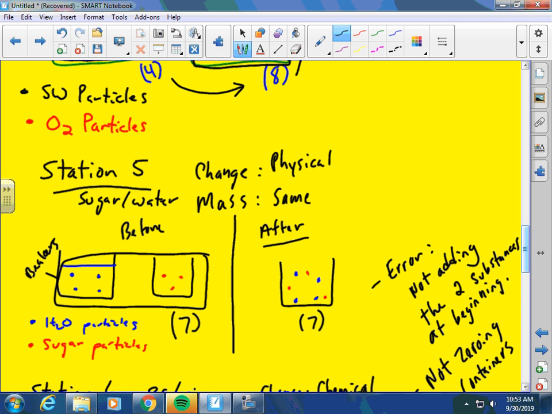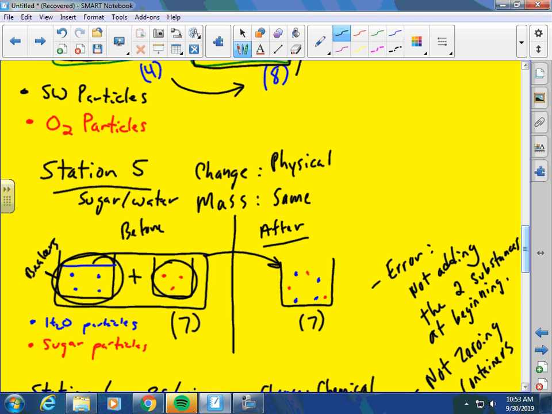Possible error. So when we're combining these things, at these combination stations, it's easy to not zero the containers, if you see that in the bottom right corner. Not adding the two substances together at the beginning was a big mistake. A lot of people didn't realize that the total mass before was actually the mass of the sugar plus the mass of the water. We should have combined those for our mass before and then compared it to the after. And it should be the same because all we're doing is just mixing the particles, that's all. Just mixing them together.